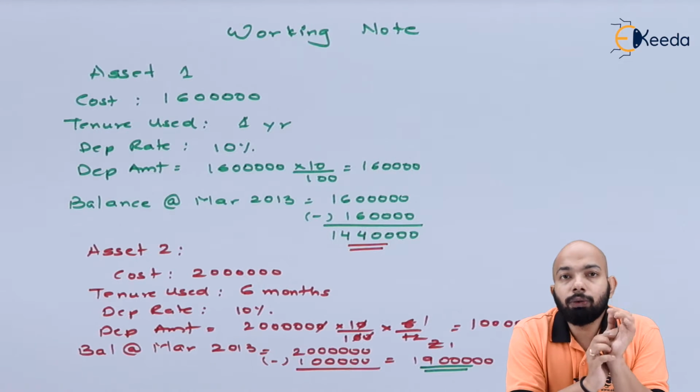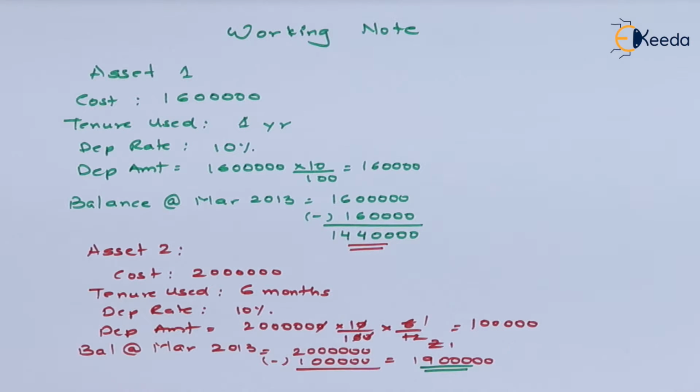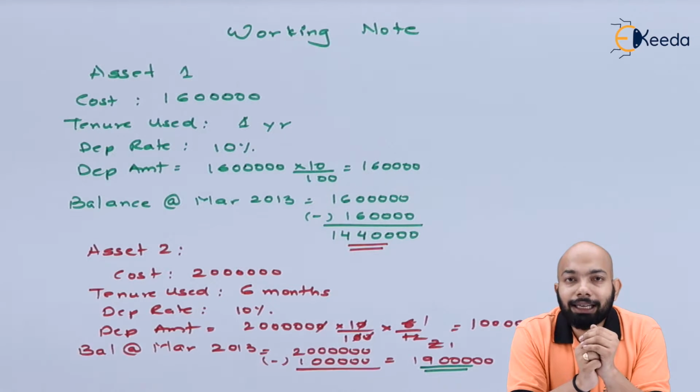Now, 20 lakhs is the cost of the asset. 10% depreciation on this multiplied by 6 divided by 12, that means 6 months' usage. The total depreciation that comes in is rupees 1 lakh. So out of the total cost of the asset, which is 20 lakhs, at the end of March 2013 the value of this asset will be 20 lakhs minus 1 lakh, which is 19 lakhs. So both the assets' total value at the end of the year, that is March 2013, has been calculated.